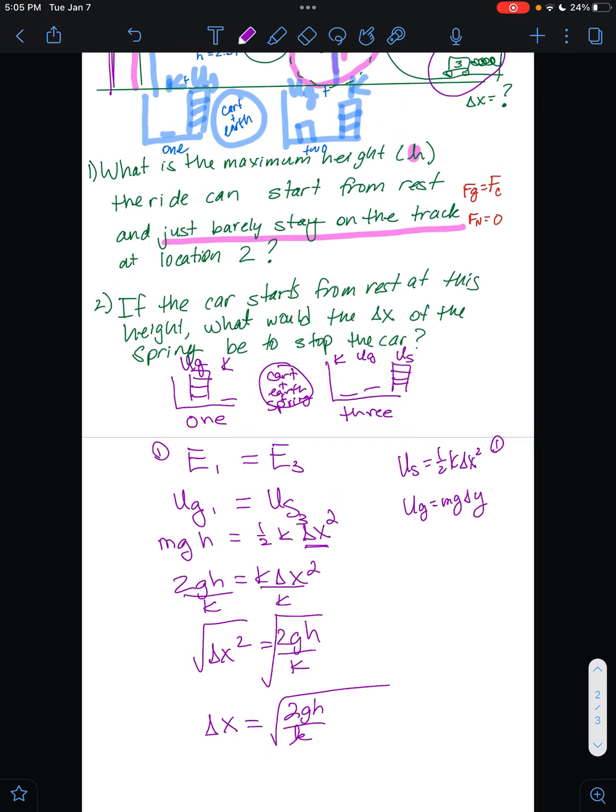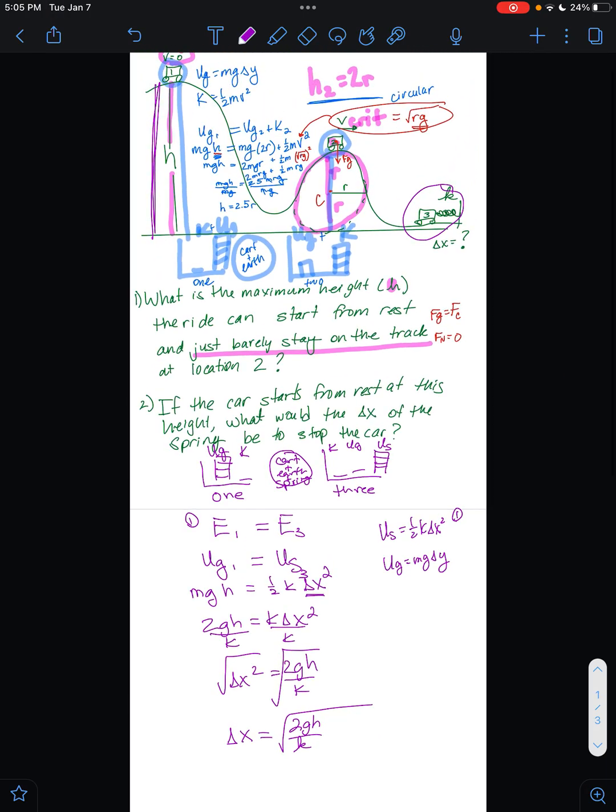And so, again, being able to identify where am I using energy? What are the places I care about? Why didn't I set location 2 equal to location 3? I could have, and I would have actually gotten the same answer. But location 2 is messier. I have kinetic, I have gravitational. And you know what? The energy is the same from 1 to 2 to 3. And so I'm able to say, hey, since there was no work done, I can take my energy at any place and set it equal to my energy at any other place.